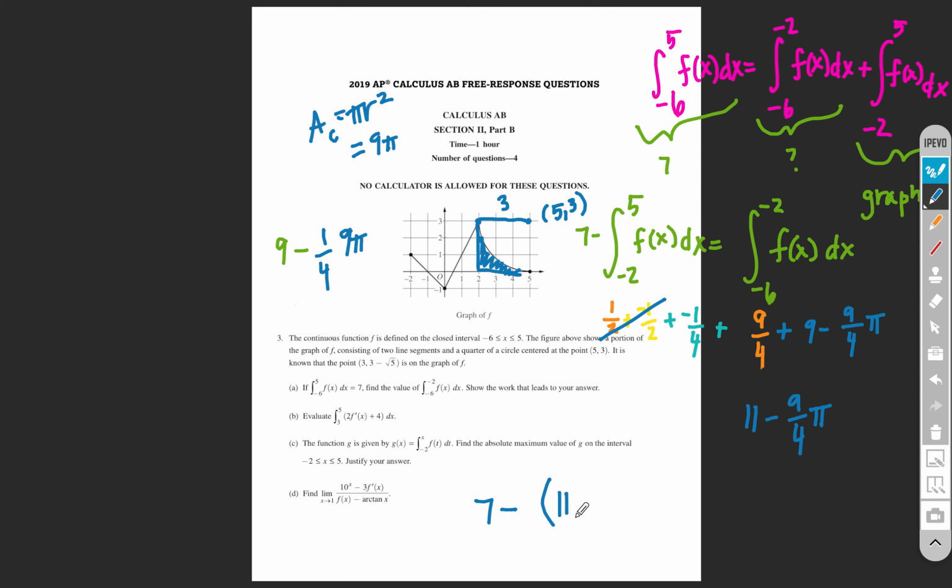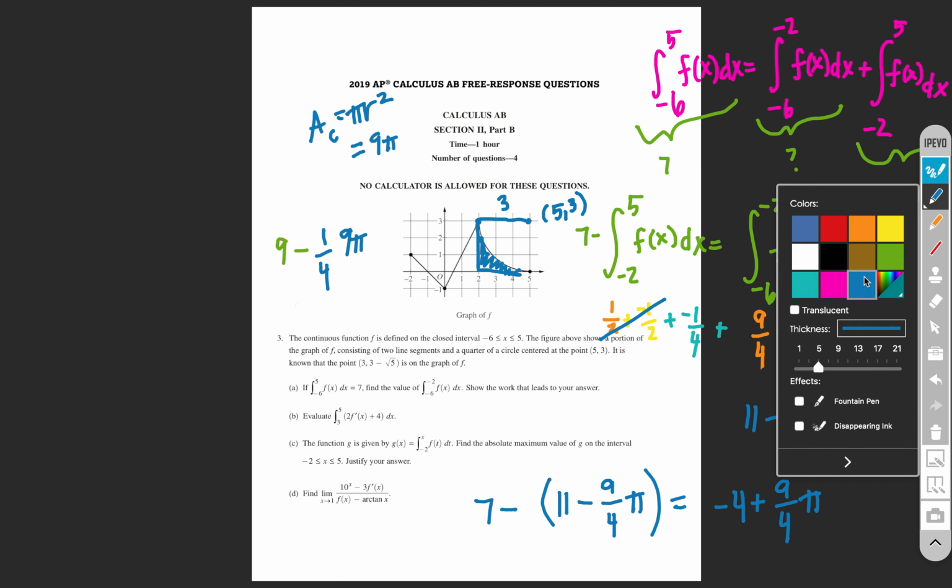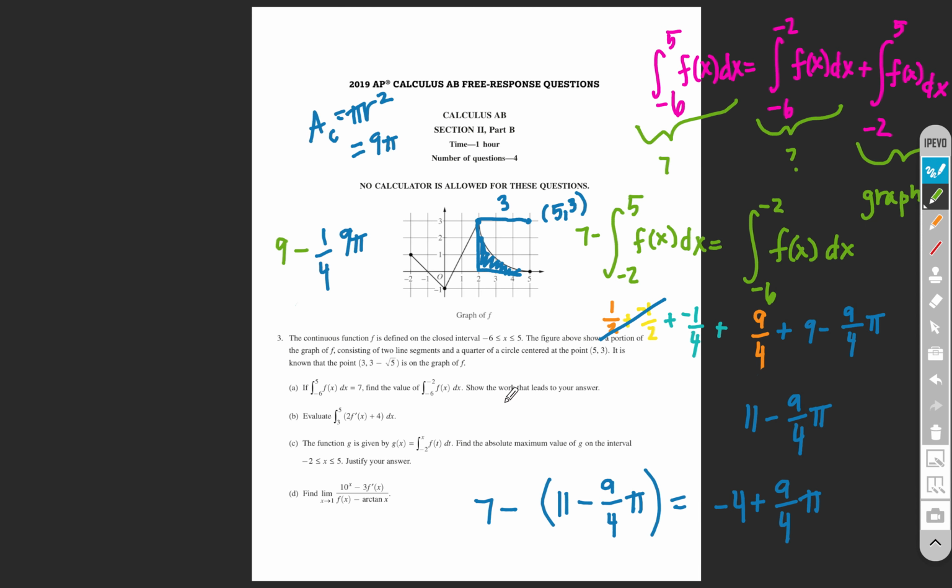-7 plus 7 minus 11 minus 9/4 pi. We can open up the parentheses. We're going to have -4 plus 9/4 pi. And then we are going to write the solution by just writing the positive number first. 9/4 pi minus 4. That's going to be my final answer for part A.